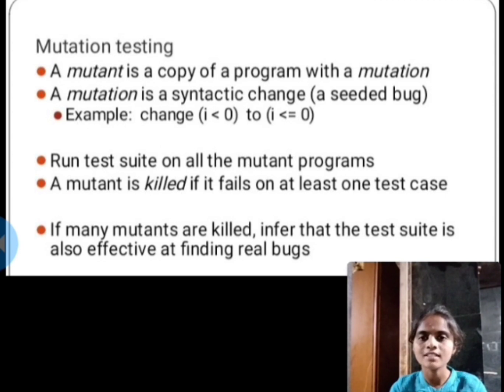Now let us see mutation testing. A mutant is a copy of a program with a mutation. A mutation is a syntactic change, a seeded bug. Example: change i < 0 to i <= 0. Run the test suite on all the mutant programs. A mutant is killed if it fails on at least one test case. If many mutants are killed, infer that the test suite is also effective at finding real bugs.